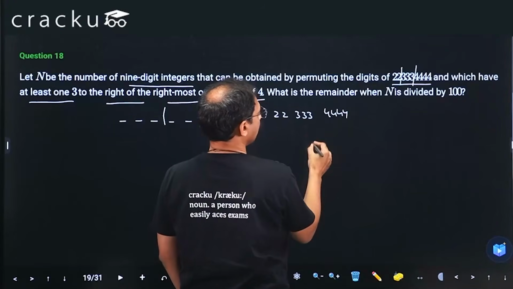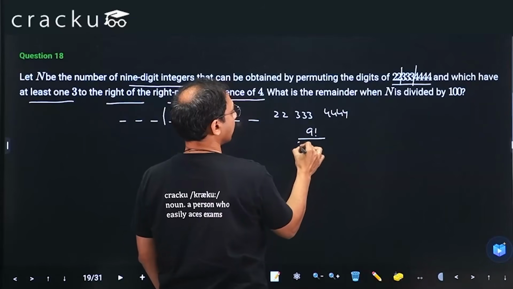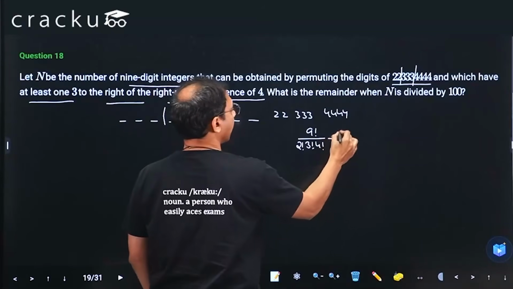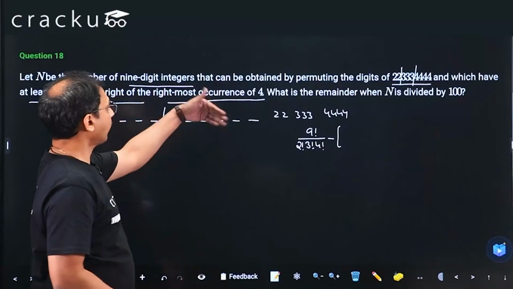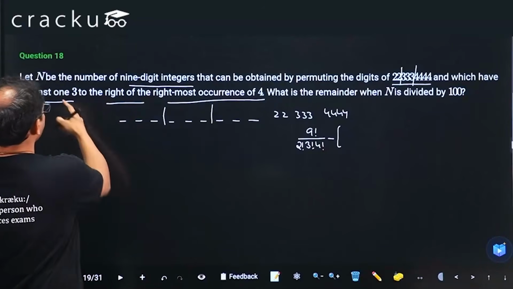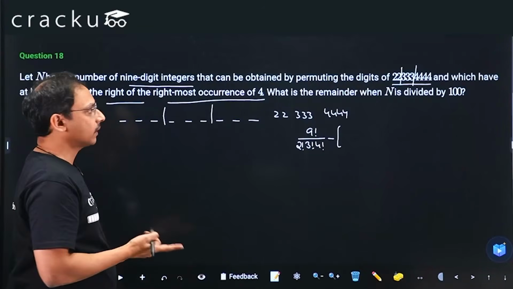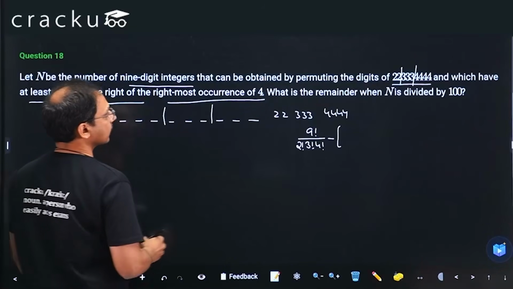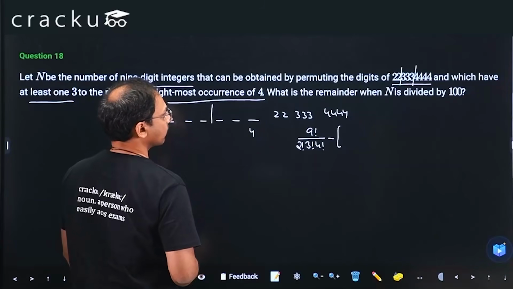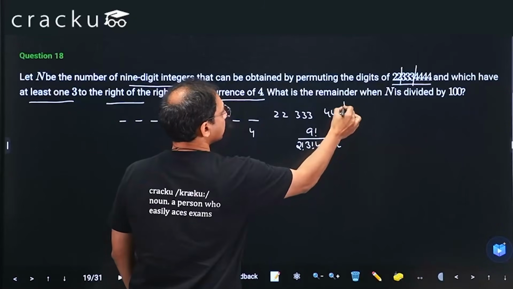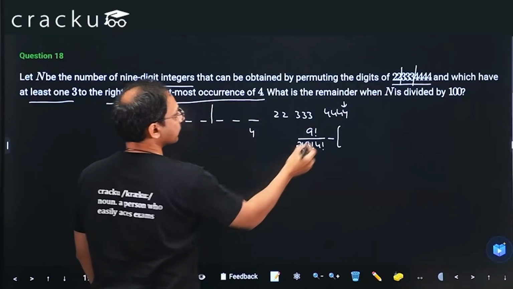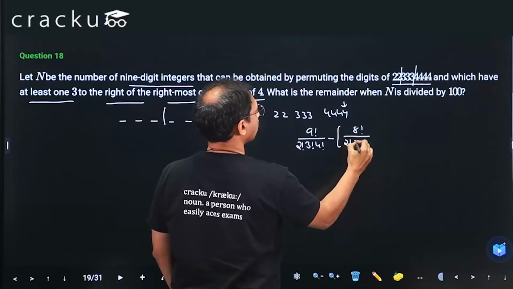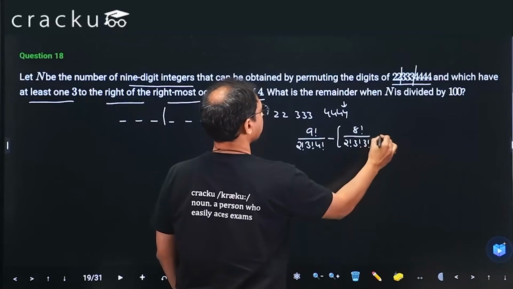The total number of arrangements will be 9 factorial by 2 factorial, 3 factorial, 4 factorial. From this, we'll subtract the occurrences where after 4 there is no 3, because he's saying after 4 there should be at least 1 3. That's the complement of after 4 there is no 3. So let us look at the cases. The last digit could be 4, in which case there is no 3 after that. The remaining 8 digits can be arranged in 8 factorial by 2 factorial, 3 factorial, 3 factorial ways.